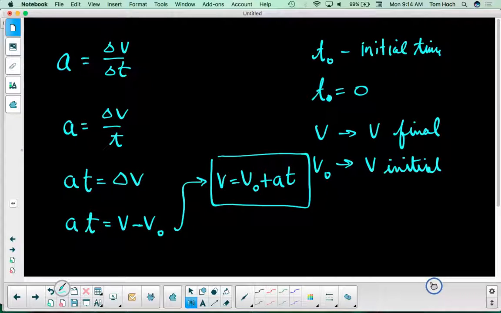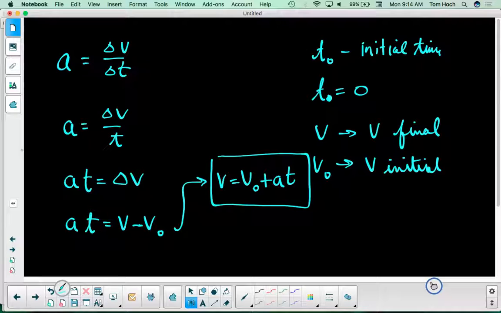Initial? 0. 0. Let me try it again. John starts from rest. He accelerates at 10 meters per second squared for 2 seconds. How fast is he going? Here we go. The initial velocity? 0. Acceleration? 10. Time? 10 times 2? 20. 20 meters per second.